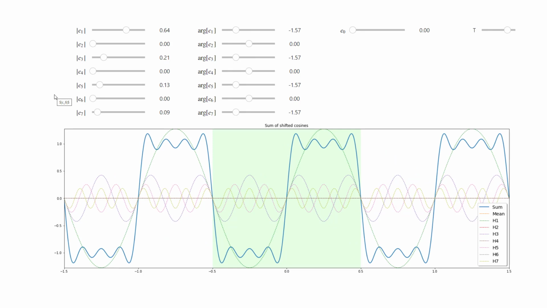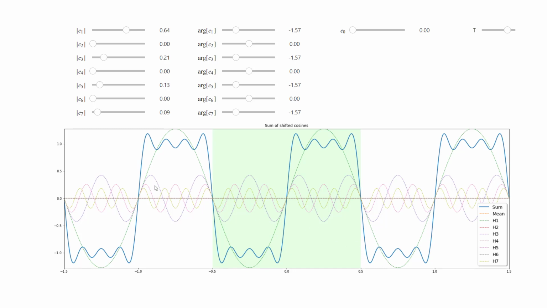Well, if you're really patient, what you can do is play with the sliders until you obtain something that looks like really a square wave. Remember, the blue curve here is the sum of this C0 and these shifted cosines, right?